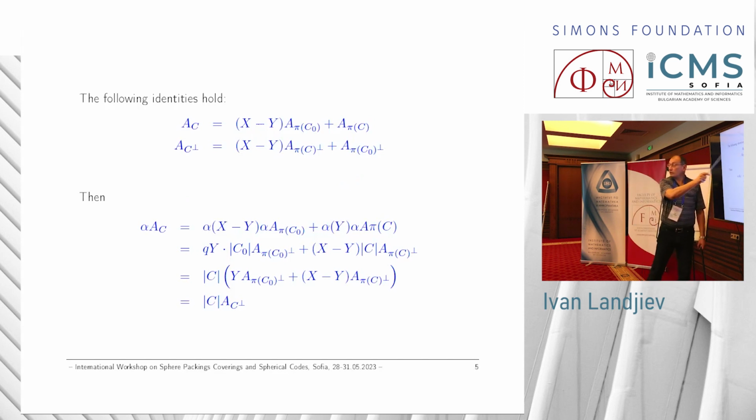This is actually the shortened code. They sometimes call it the shortened code. If I take all the words with last coordinate 0 and remove it, this is the shortened code, of dimension 1 less, by the way. And for the orthogonal code, I have x minus y times the weight numerator of the punctured C0 perp, this is the shortened code perp, plus the weight numerator of the punctured C perp.